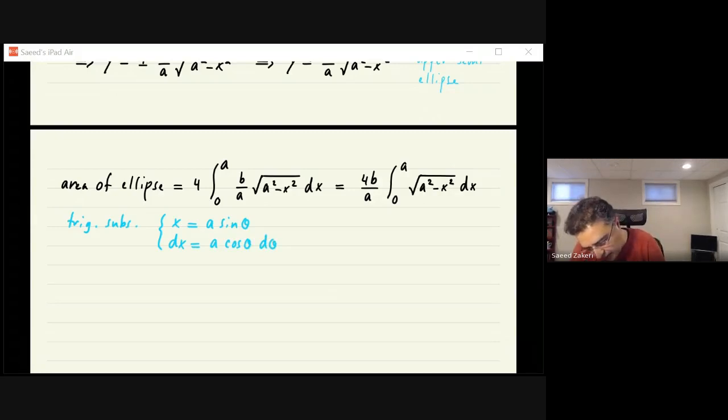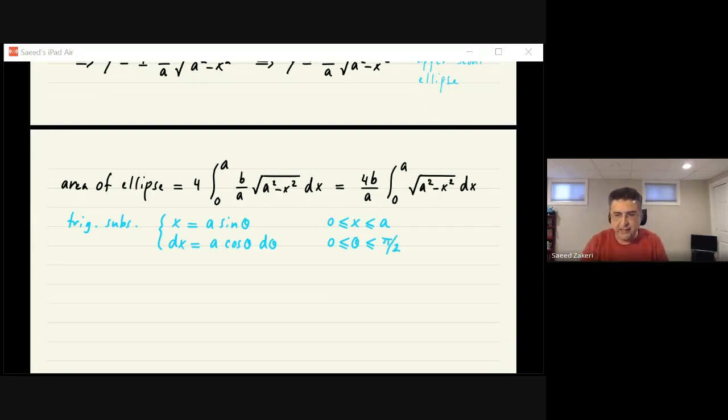Now, let's also figure out the corresponding bounds. You see, x is between 0 and a. So since x is between 0 and a, I have to figure out the corresponding interval for theta. When x is 0, look at this relation: sine theta must be 0, so theta is 0. And when x is a, a equals a sine theta, so cancel a, that means sine theta must be 1, and therefore theta is pi over 2.